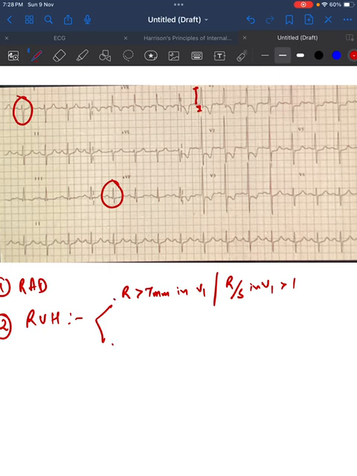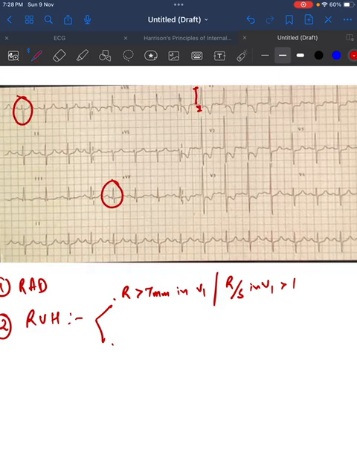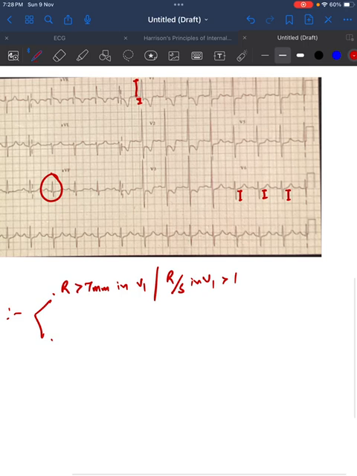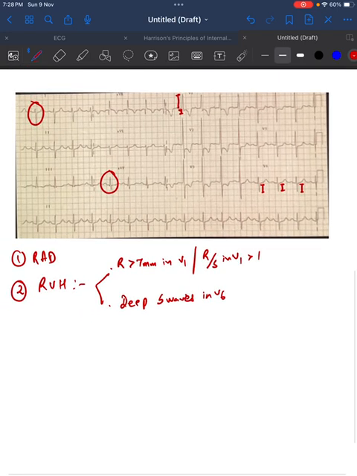The second sign is in V6: S waves are deep. Now in a normal patient the S wave should not be so deep in V6. Deep S waves in V6. These are the two findings of RVH.